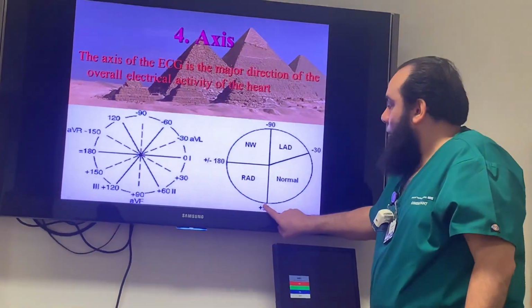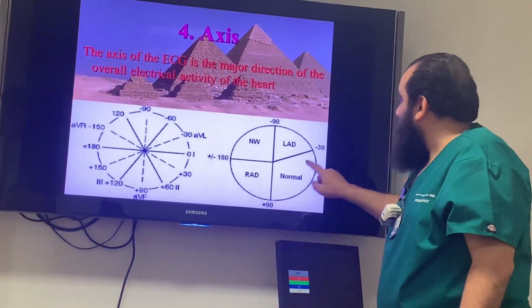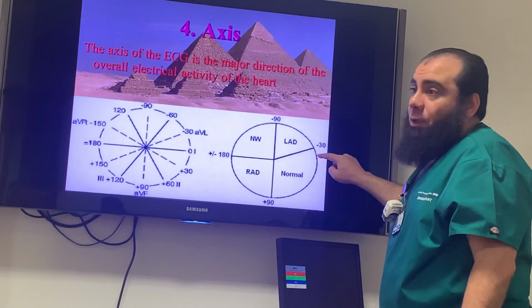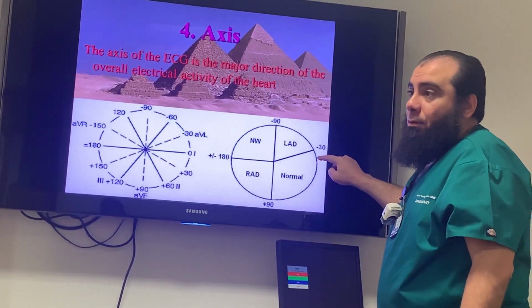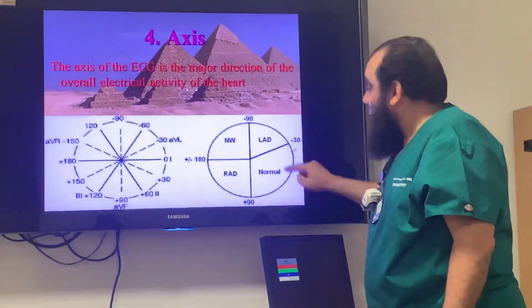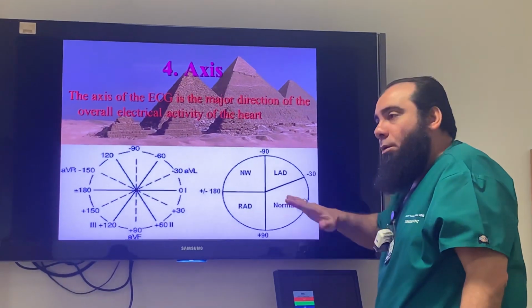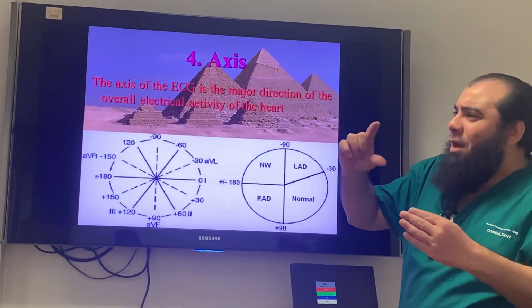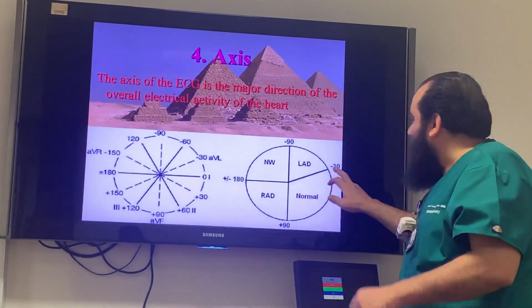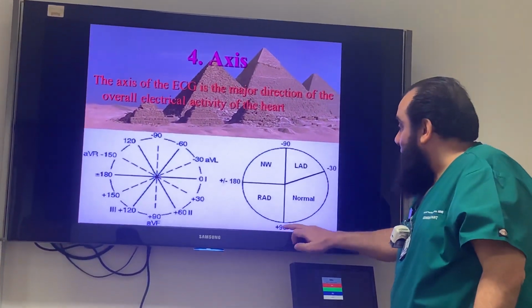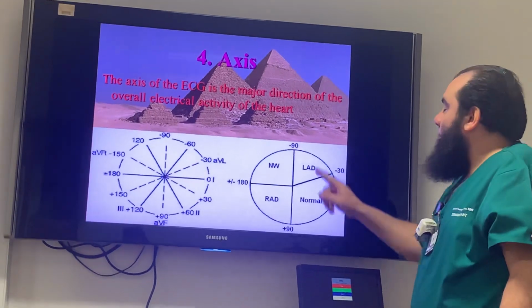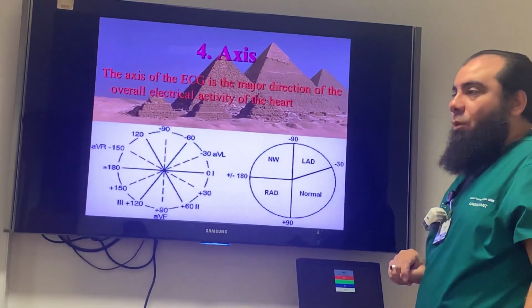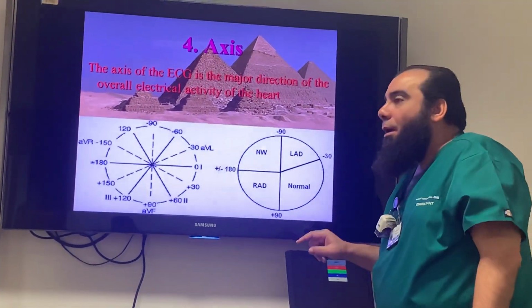AVF, positive. Lead 1, negative. Lead 2, yes, so positive, equal, whatever. But positive and negative. Indeterminate axis. What do you think? Well, they'll all be mental.